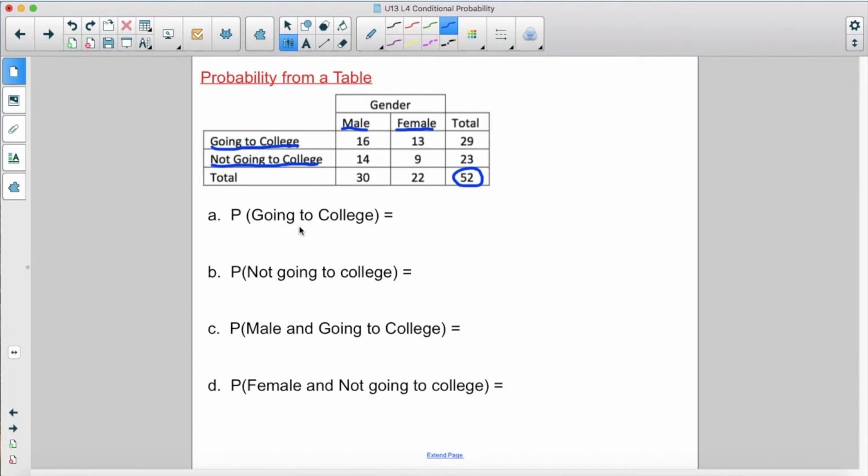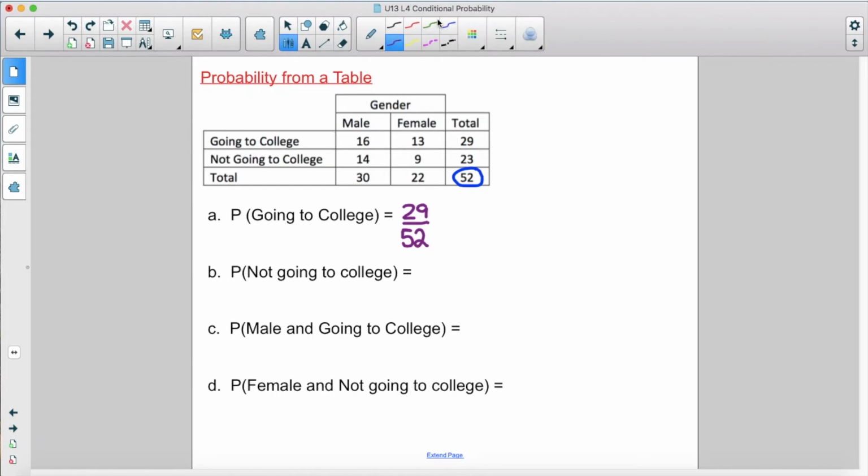So it's saying, what is the probability of someone going to college? They did not mention male or female, so we are only looking at going to college. Again, we don't care if it's male or female, we want the total. So the total of people going to college is 29, and the total number of people surveyed is 52, the absolute total. So that is the probability of going to college from this table.